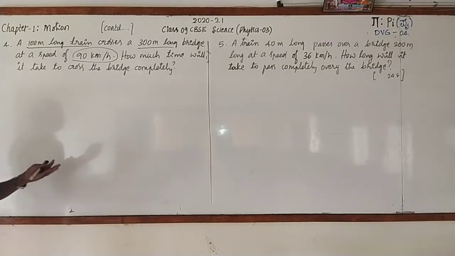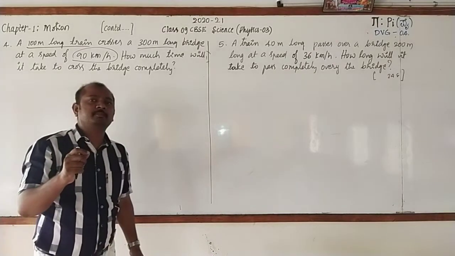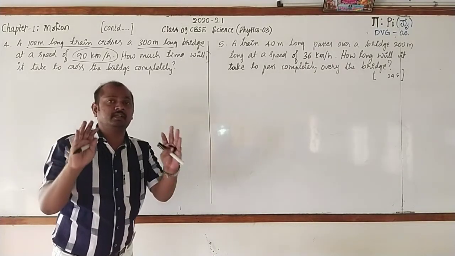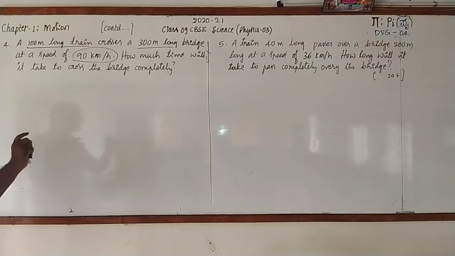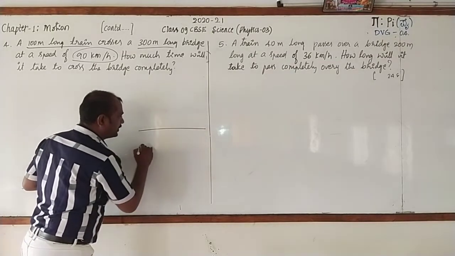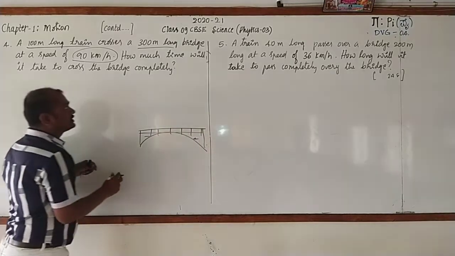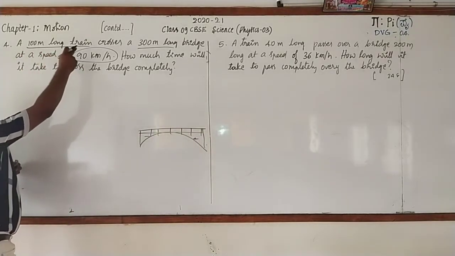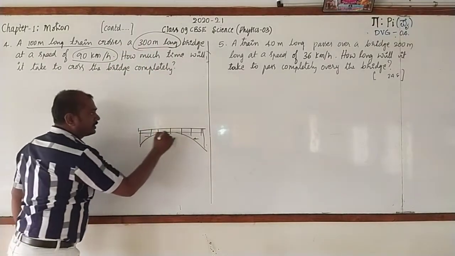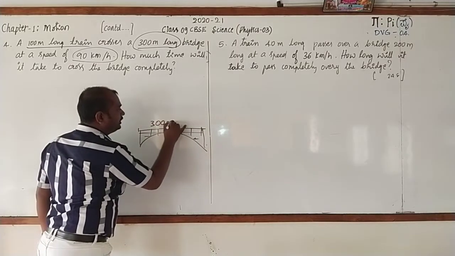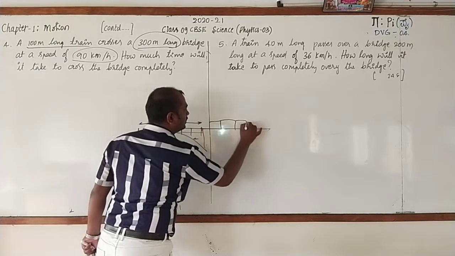I hope that you all have understood. As I said earlier, when you are reading the statement, you try your best to understand the whole statement in detail. Now, with respect to this problem, I go for drawing a figure. Keep observing. They have given a bridge. Could you tell what is the length of the bridge? A 100-meter long train crosses a 300-meter long bridge. So, the length of the bridge is 300 meters. Next, here the train is there. I go for drawing the train.